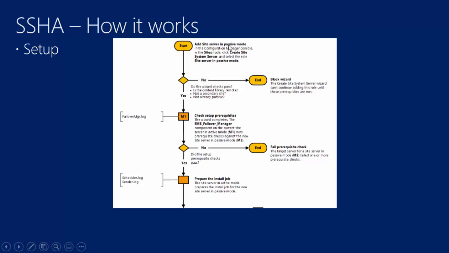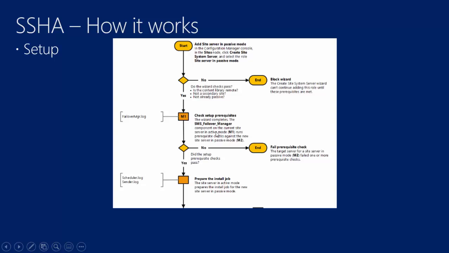And then whenever we're going through the wizard, we ask a couple of questions. Do the wizard checks pass, essentially? And these three questions. Is the content library remote? Not a secondary site. Not already a passive node, right? So if those pass, then we go forward. If not, then the wizard blocks going forward and so on.